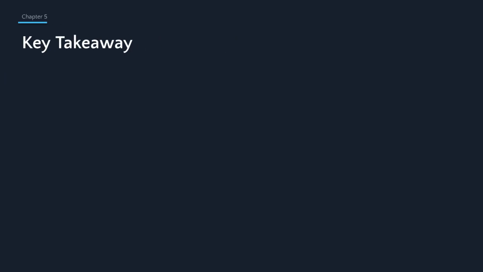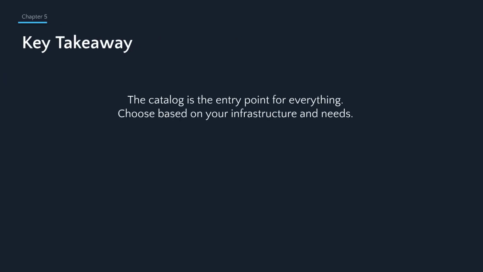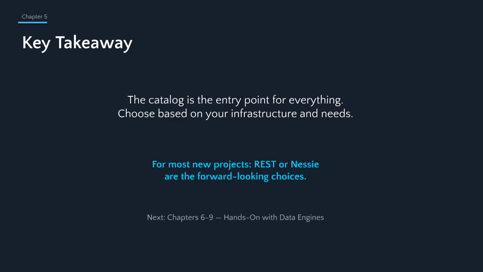That's Chapter 5. The key decision factors are: what infrastructure do you already have? Do you need multi-table transactions? And how important is cross-engine interoperability? For most new projects, REST or Nessie are the forward-looking choices.